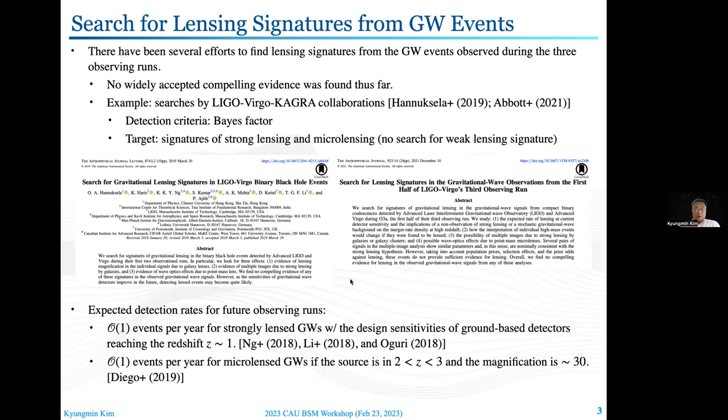or for micro-lensed gravitational signals, a similar rate is forecast, on the order of one event per year under certain circumstances. For example, the source is between redshift 2 and 3, and the amount of magnification is about 30.